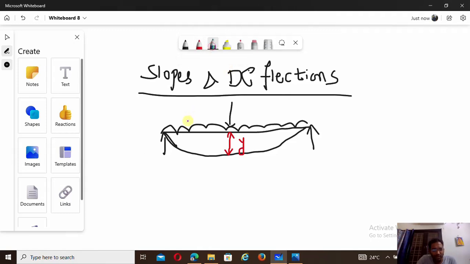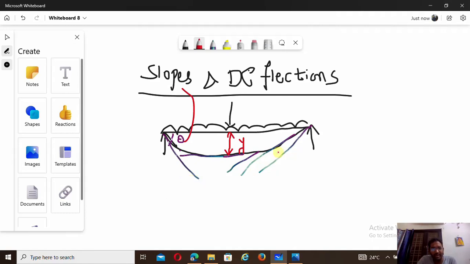Slope means, if you draw a tangent to this deflection diagram at any point, for example, I'll draw the tangent like this, whatever it is, and the angle from the original beam to this tangent line, this we may call the slope.